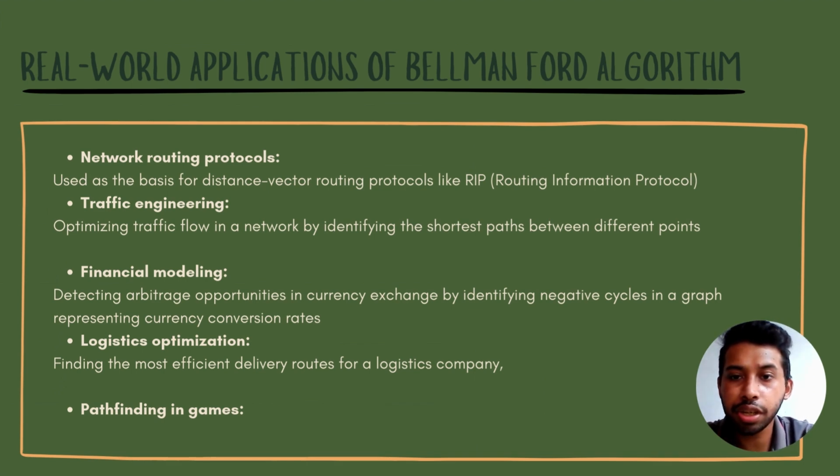Second one is traffic engineering. In network traffic optimization, Bellman-Ford helps identify the shortest paths between different points in a network. This is especially useful for optimizing traffic flow and ensuring efficient use of resources. Third one is financial modeling. The algorithm can be used to detect arbitrage opportunities in currency exchange. By analyzing the graph of currency conversion rates, it can identify negative cycles which represent potential profit-making opportunities through a series of exchanges.